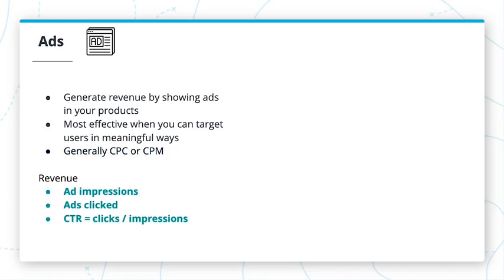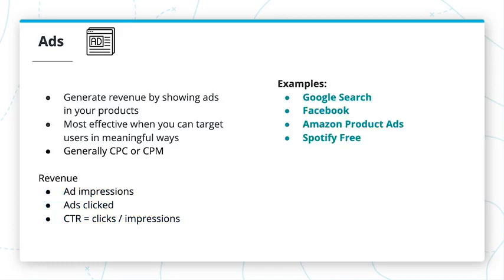For ads, revenue comes from ads being displayed or clicked. This means that the more users you have using your product, the more clicks and ad impressions you'll generate. Click-through rate is an important metric of how often users are clicking through on ads in your product. Some examples of products that are supported by ads are Google Search, Facebook, Amazon product ads, which are listings that show up in search results when you're searching for something to buy on Amazon, and Spotify Free.